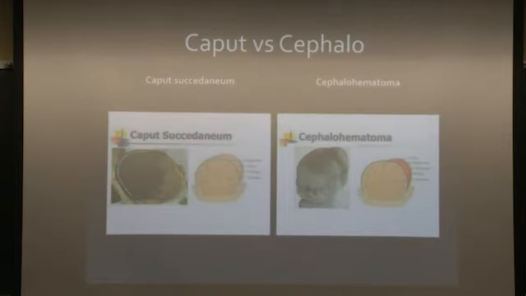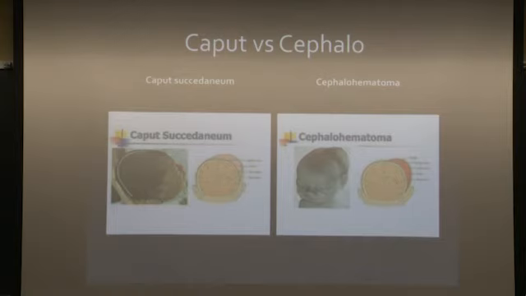Caput succedaneum versus cephalohematoma. On the left, you'll see caput succedaneum. This is an edematous swelling that extends across suture lines. If you remember cap, like if it's a cap, it goes around your head. It can extend across suture lines. This disappears in 3 to 4 days, and it's due to pressure on the head during labor or even a vacuum extraction.